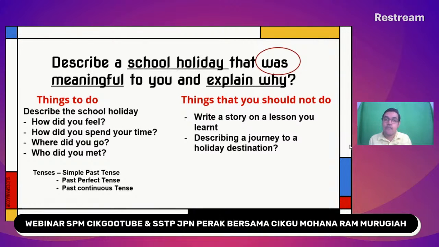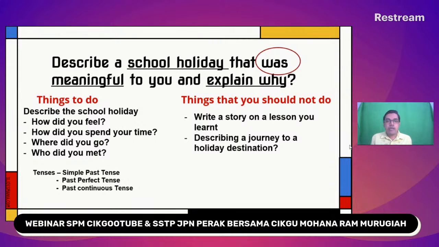So when the idea of the meaningful holiday goes missing in your essay, meaning to say you did not fully answer the question. So keep that in mind. So here in this question, this descriptive essay, you have 3 things. You are responsible to put in 3 things in your essay. School holiday, meaningful, explain why.